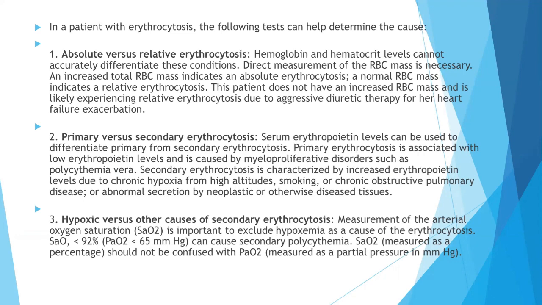Number three is hypoxic versus other causes of secondary erythrocytosis. A measurement of the arterial oxygen saturation is important to exclude hypoxemia as a cause of the erythrocytosis. Oxygen saturation less than 92% or a PaO2 less than 65 millimeter of mercury can cause secondary polycythemia. Now, SaO2 measured as a percentage should not be confused with PaO2, measured as a partial pressure in millimeter of mercury.